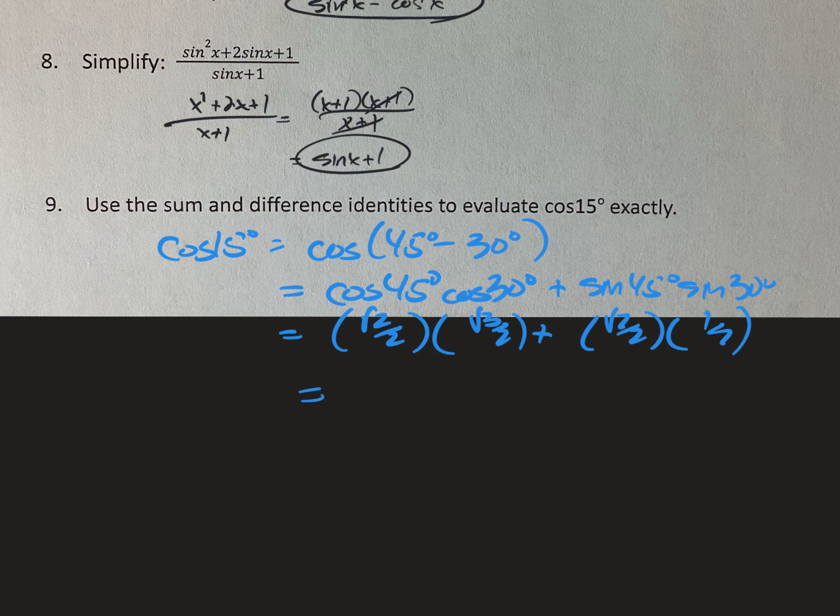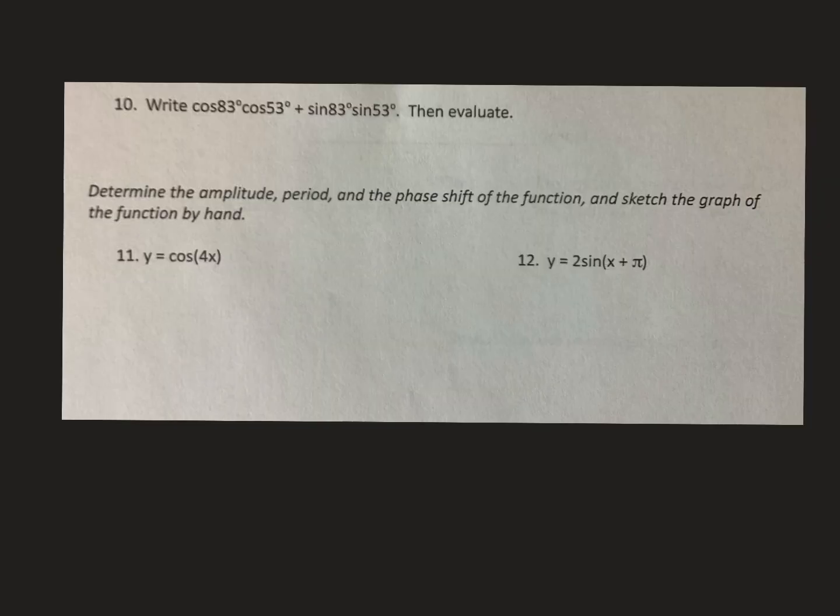If I multiply the first two together, it gives me square root of 6 over 4. The second two gives me square root of 2 over 4. Make it one big fraction. Let's say square root of 6 plus square root of 2, all over 4. That's all I can do on that one.